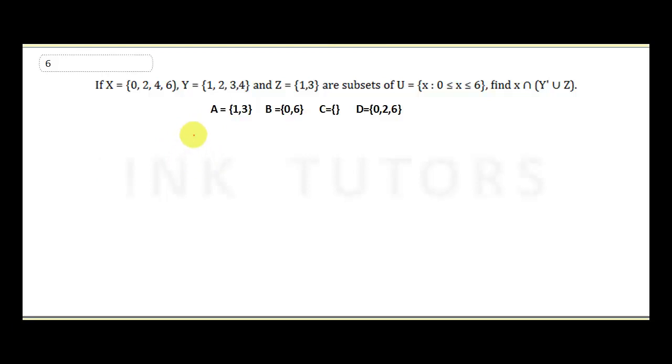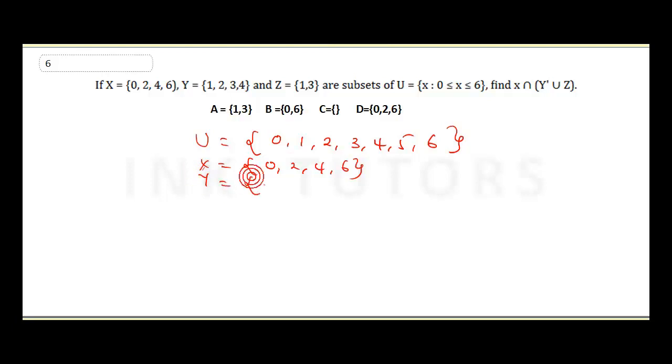So U is, remember it says 0 is less than or equal to x and is less than or equal to 6. So that is going to be 0, 1, 2, 3, 4, 5, and 6. Now be careful not to exclude 0, because it says it's using the sign less than or equal to, and also it's using the sign less than or equal to 6. So that is why 0 and 6 are inclusive. So our X is 0, 2, 4, and 6. Our Y is 1, 2, 3, and 4. And our Z is 1 and 3.